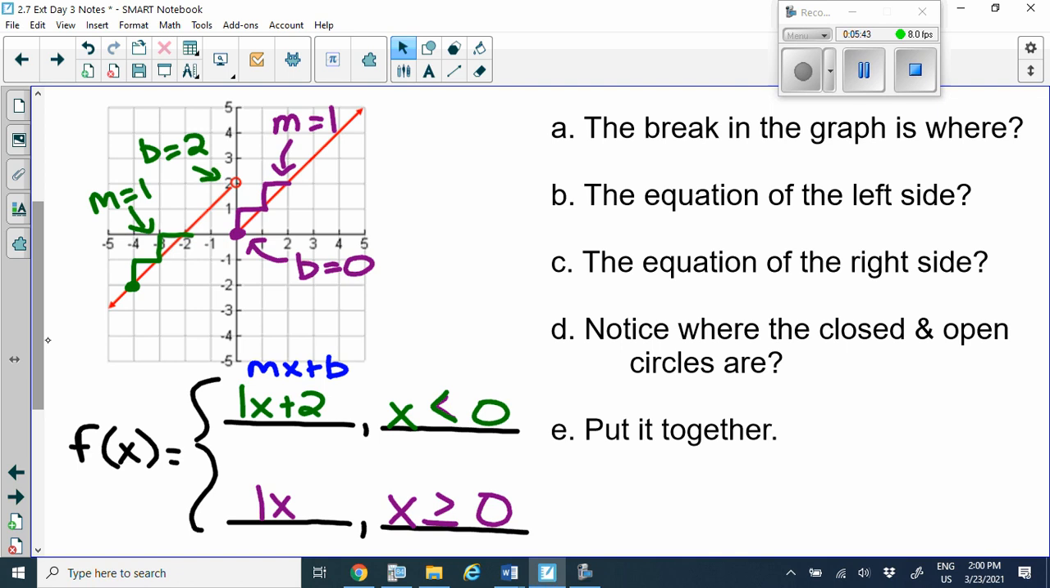Okay, we're going to try this one again. Go ahead and make sure you watch the second part of our 2.7 Extension Day 3 notes.